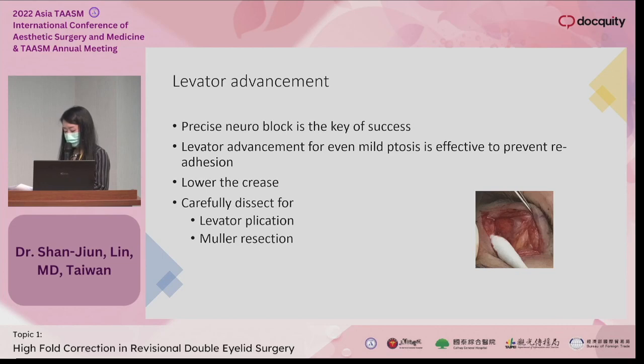An appropriate advancement of the levator muscle not only corrects ptosis, it prevents re-adhesion as well, because the levator muscle contracts and slides enough to avoid adhesion on the levator sheath. Besides, we should carefully dissect it to preserve intact levator sheaths if previous surgery has done levator plication. This picture shows a hole on the levator sheath from previous levator plication over the temporal side. And if the previous surgery conducted OM resection, the adhesion will be stronger than with levator resection, and we should carefully preserve the OM muscle.